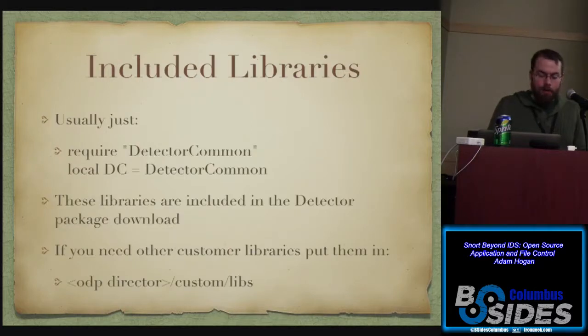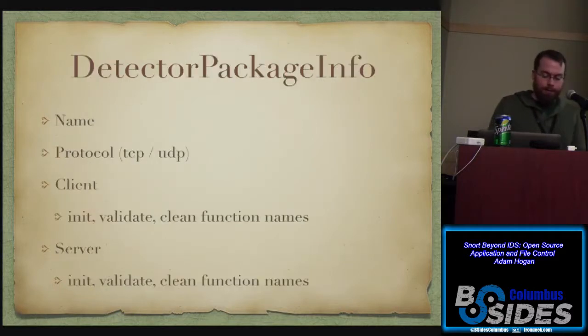The included libraries, again, just these 2 lines. I need to require this library here, which again we package. You can download it. And then if you need other custom libraries, if you were to write something incredibly complicated and need your own library to do it, you could include that here. I haven't needed to do that for any of the custom application detectors I've written, but it's an option. So it is extensible if you want to get crazy.